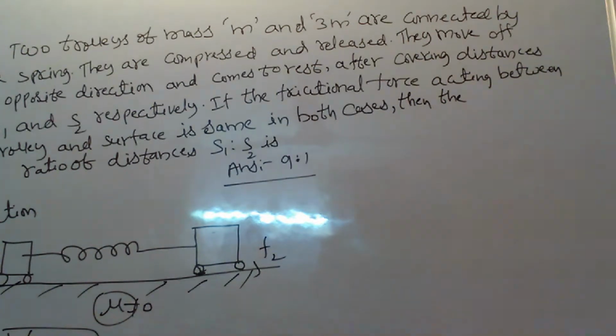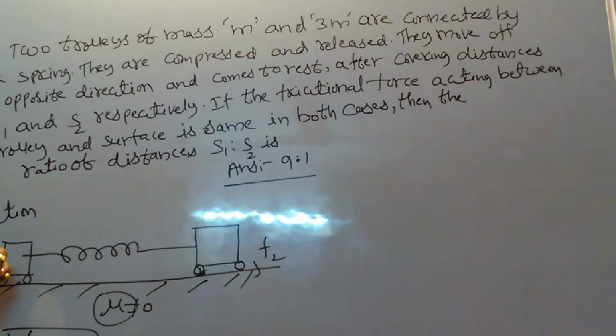Due to this process, they move in opposite directions and come to rest after covering distances S1 and S2 respectively. If the frictional force acting between the trolleys and the surface is the same in both cases, then find the ratio of distances travelled by the trolleys. This is the question.